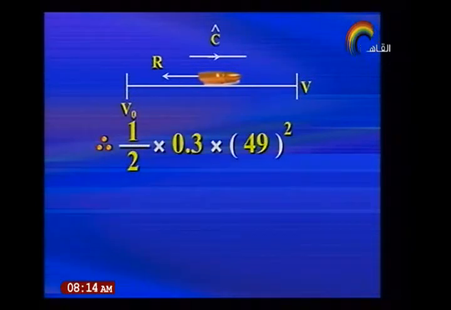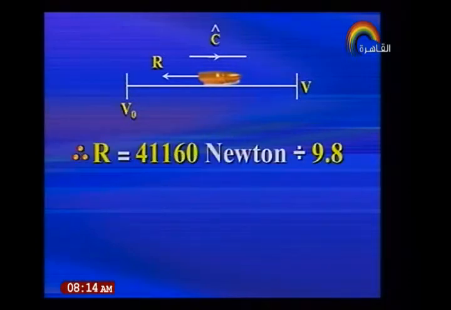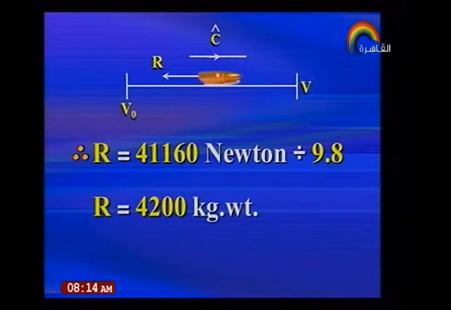Therefore, by using substitution, the left hand side becomes half times 0.3 times 49 squared, equals negative R times 0.07. Then the resistance R equals 41,160 Newton divided by 9.8, which is kilogram weight. Then the resistance of the bullet is 4,200 kilogram weight.